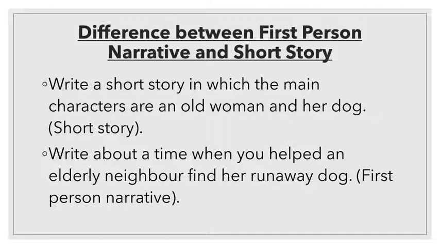So you can take two more characters to make your story, but you will not be a character. Second, you see, write about a time when you helped an elderly neighbor find her runaway dog. So what is this? This is first person narrative. The question itself is demanding that you have to be there in this story. So you can take yourself as a character. You have to be there. Okay. So this is first person narrative, and the rest of the things are the same. All the rules are the same for first person narrative and short story.